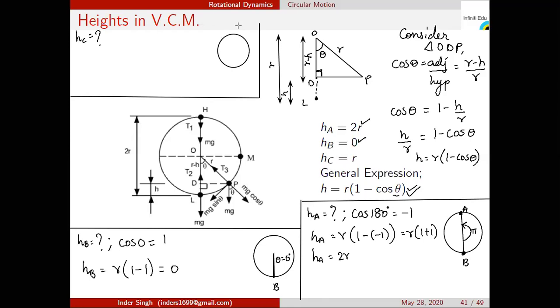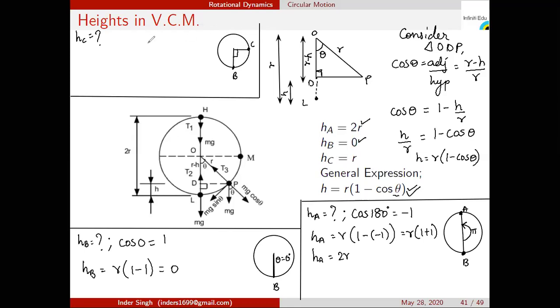Yes, what should be the angle theta? This angle should be measured from B, and C is the final position. How much will the angle be? 90 degrees. So, pi by 2.